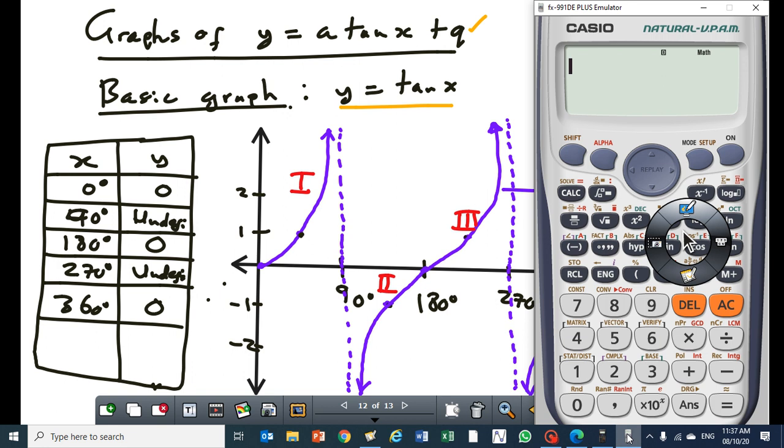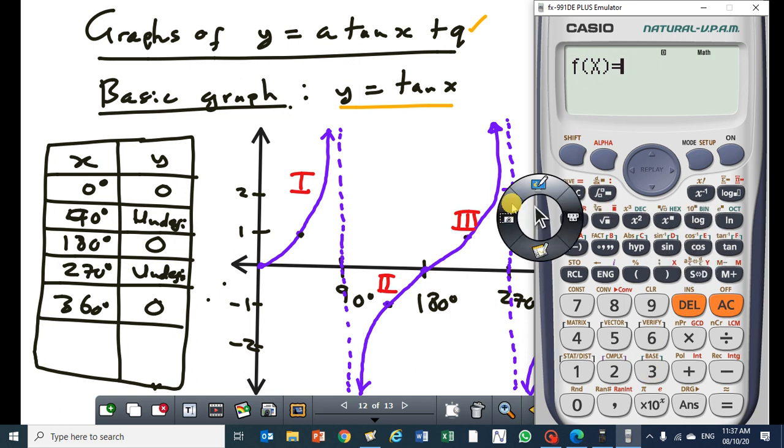Alright, so you go to mode, then table, f of x. This time we are putting tan. I expect all of you to be gurus by now of using your calculator to do a table of values. If you're not a guru, a guru is a teacher. If you end up becoming a teacher of the calculator, then it means you know how to use it.